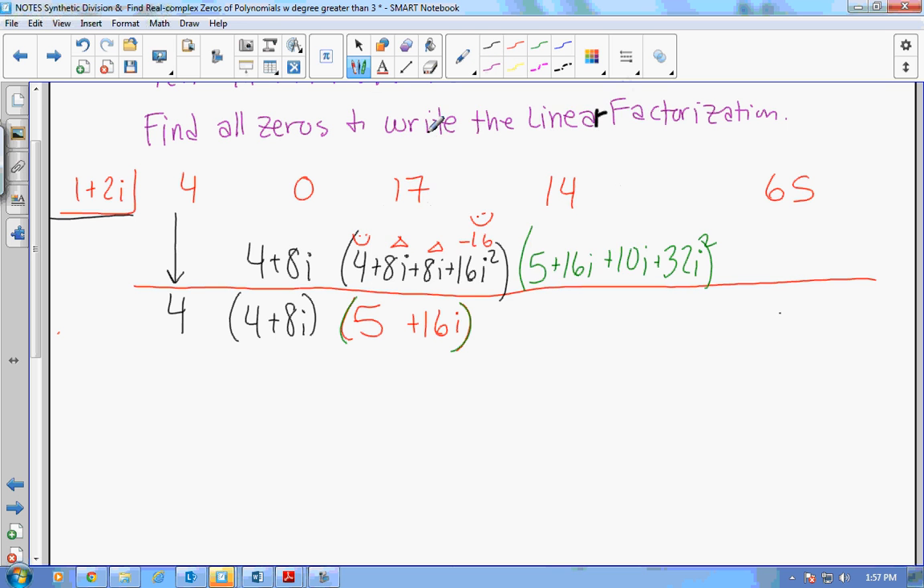Okay. The real parts. This 32i squared will become what number, Jennifer? Negative 32. So we have 3 real parts. I'll remember all of them this time. Negative 32 plus 5. Negative 27 plus 14. Negative 13. So we put the real part first and then the imaginary. 16i plus 10i is 26i.